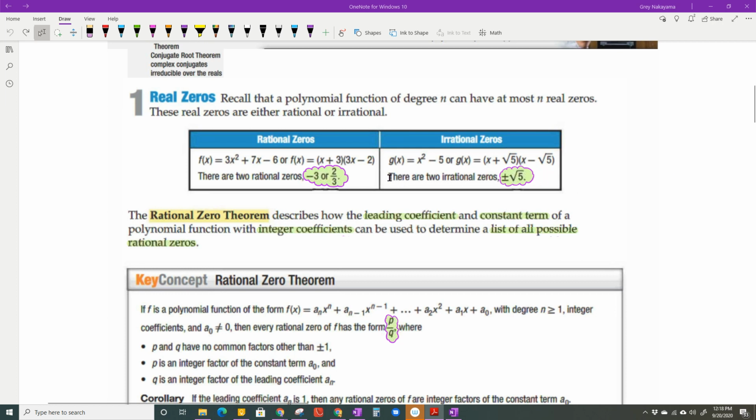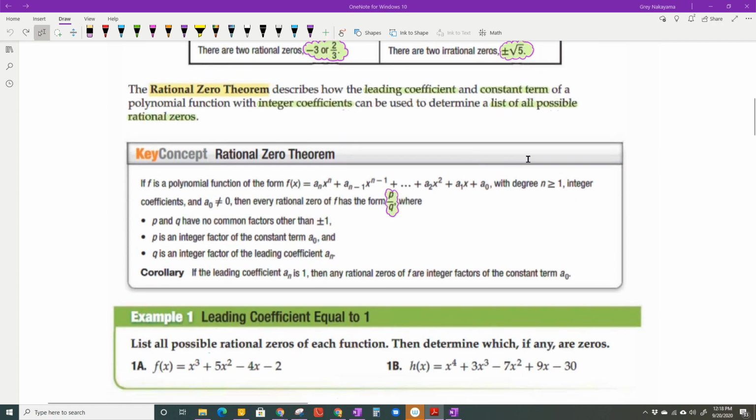Okay, so the first thing we have is something called the rational zero theorem. You might have heard of it previously as the rational root theorem, and it basically describes how the leading coefficient and the constant term of a polynomial with integer coefficients can be used to determine the list of all possible rational zeros. And this is that theorem, y'all, that says we can take the factors of our constant term and put them over the factors of our leading term and get all the possible rational zeros.